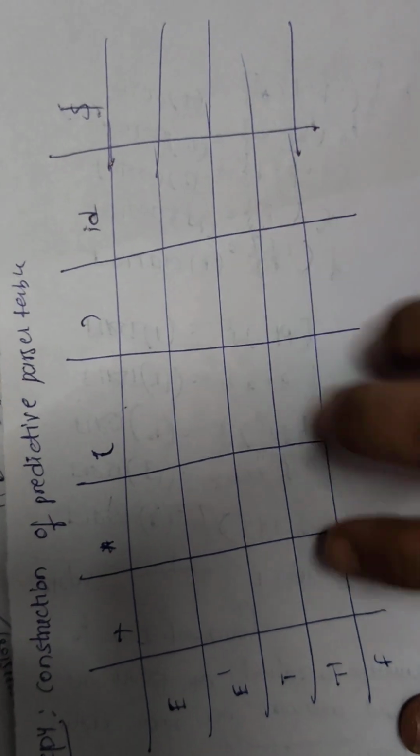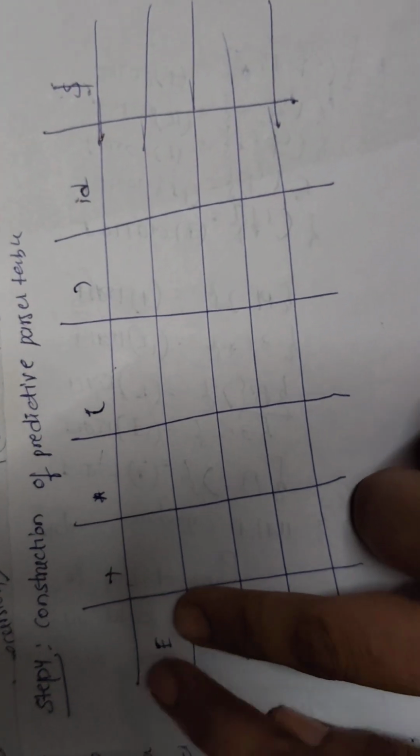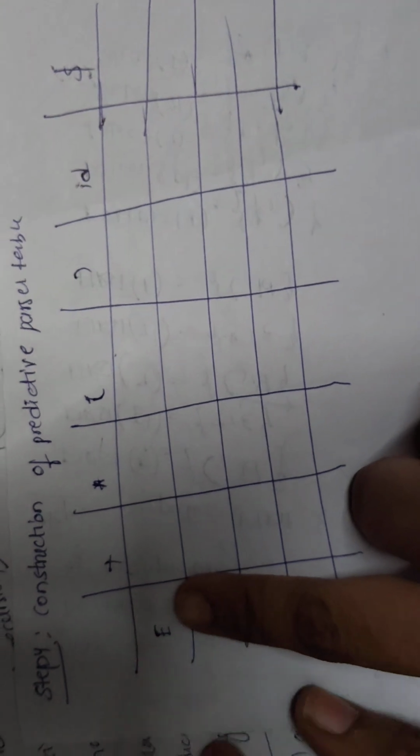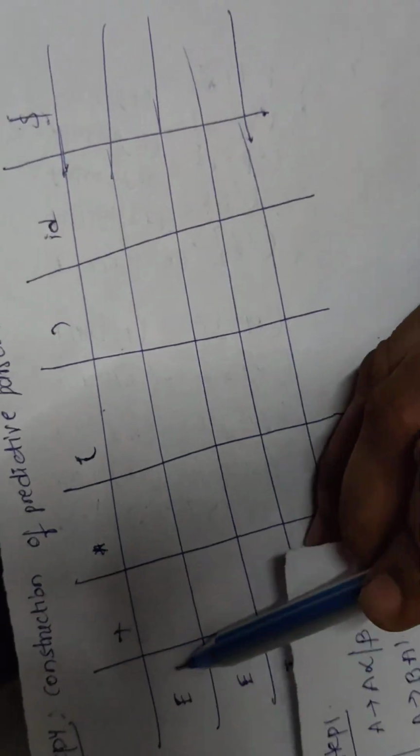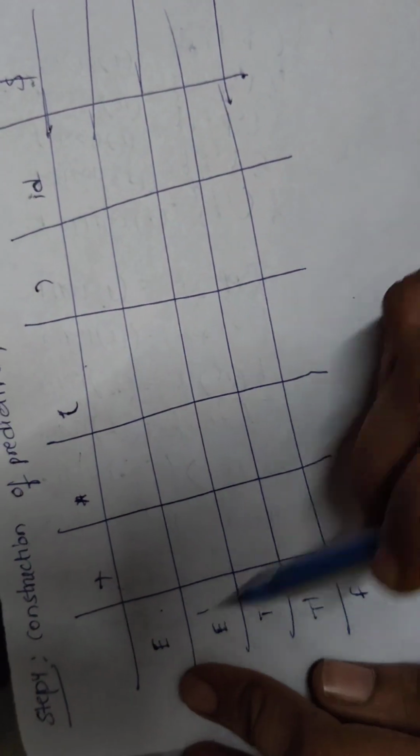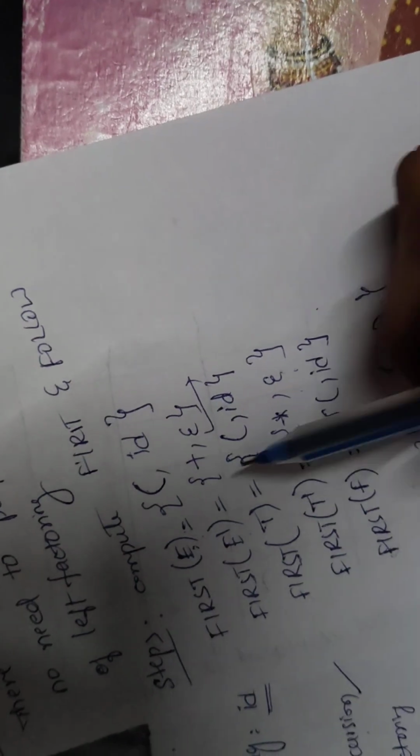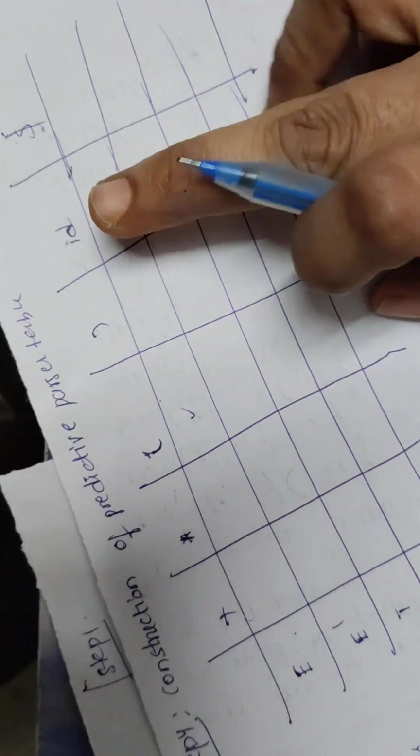So now let's go to the next step, that is step 4, which is construction of predictive parser table. All the non-terminals you need to write in the rows. So in our grammar productions, the non-terminals are these elements, right? So I just wrote it row wise, okay? Column wise, you need to write the terminals. So this is the table. In the column side, you need to write the terminals along with the dollar.